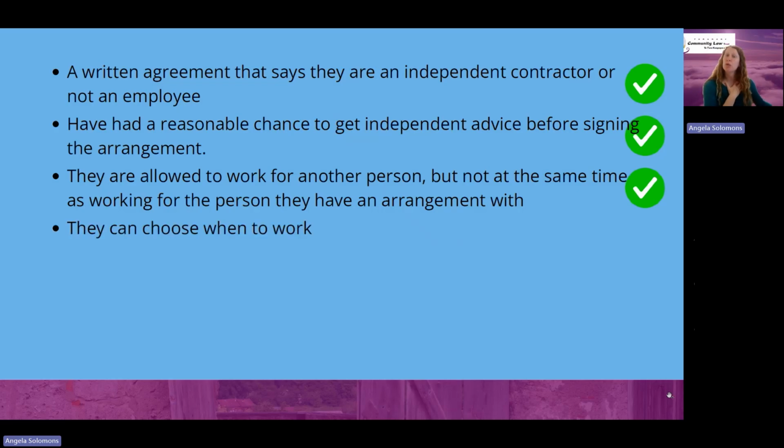They can choose when to work. Hands up if you think the person has to have the opportunity to choose when they can work in order to be a contractor under the gateway test. Yep.